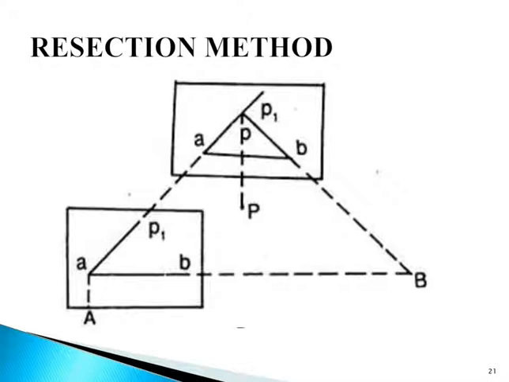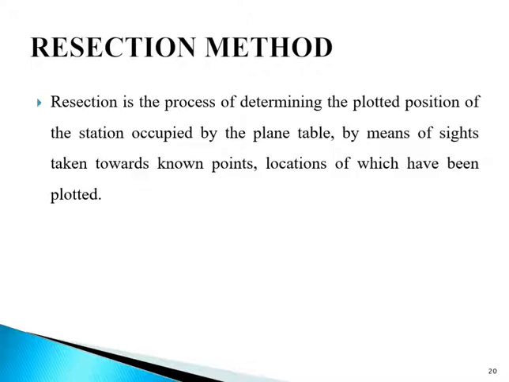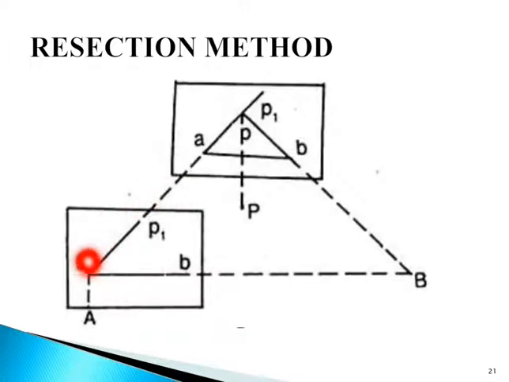Suppose it is required to establish a station at position capital P here. Let us select two points, say capital A and capital B, on the ground. The distance AB is measured and plotted to any suitable scale. The line AB is known as the baseline.